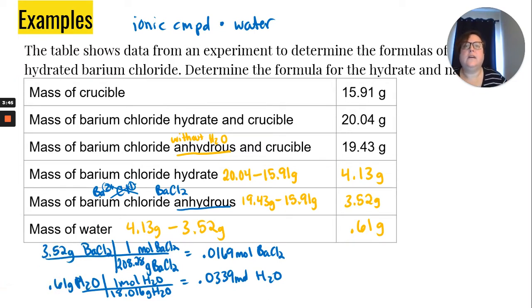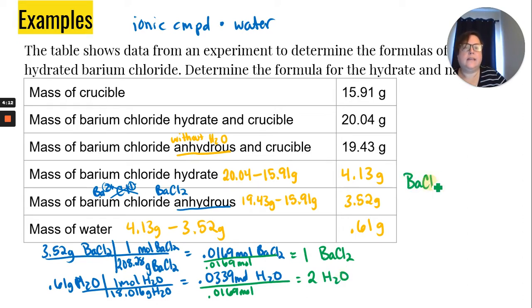For hydrates, the smallest should always be the ionic compound. So that's a way to check to make sure that you've done your math correctly up to this point, is that the ionic compound should always be the smallest amount. So we have 1 BaCl2 to every 2 waters. So the formula then would be BaCl2 dot 2 H2O. For every 1 barium chloride, you have 2 waters attached.